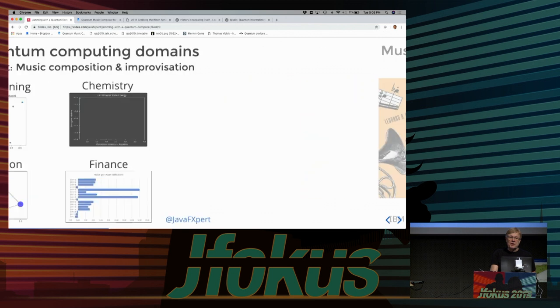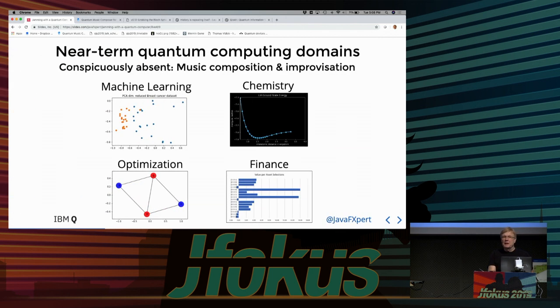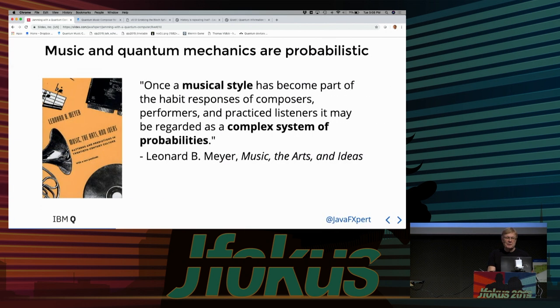But one thing that's missing off of this is music composition and improvisation. That's something that's near and dear to my heart. And music and quantum mechanics are both, as I've said, probabilistic. Here's a quote by Leonard B. Meyer in Music and the Arts. And he said that once a musical style has become part of the habit responses of composers and performers and practiced listeners, it may be regarded as a complex system of probabilities.